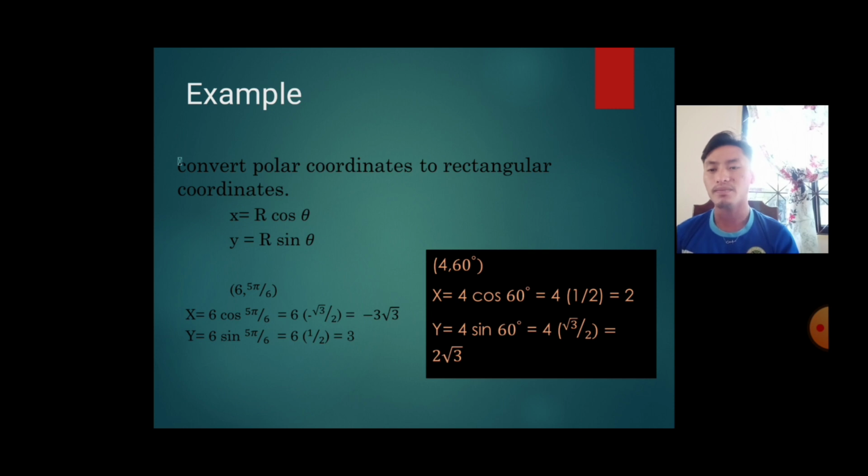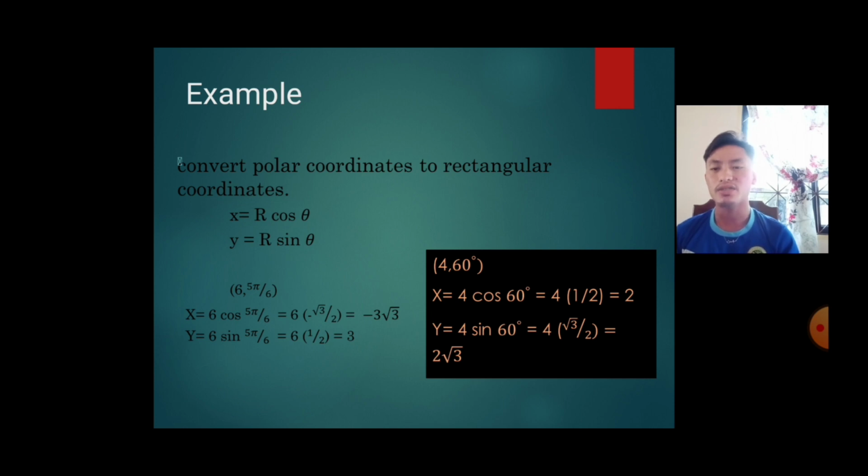It is because the value of 5 pi over 6 is negative 30. And sin negative 30 in the unit circle is 1/2. So, 6 times 1/2 is equal to 3. So, the rectangular coordinates of the given (6, 5 pi over 6) is negative 3 square root of 3 and 3. Another example, if the given is (4, 60 degrees).